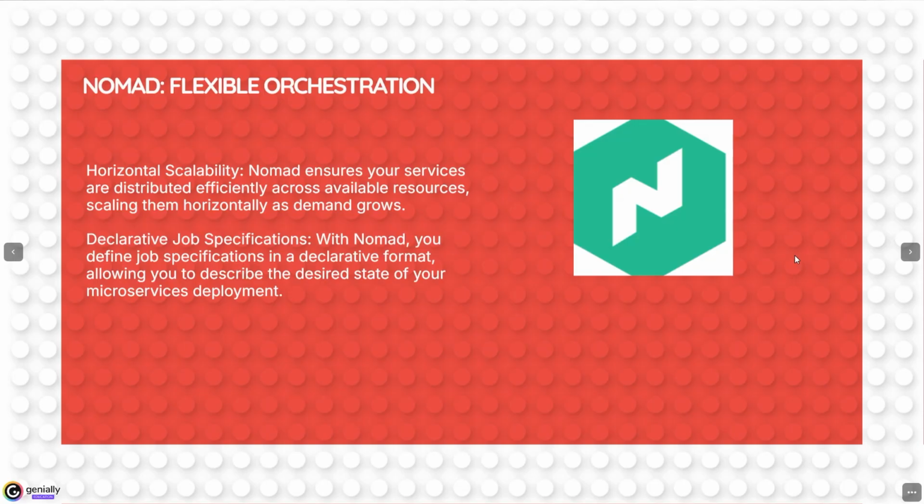Next one is horizontal scalability. Nomad ensures your services are distributed efficiently across available resources, scaling them horizontally as demand grows. Next one is declarative job specifications. With Nomad, you define job specifications in a declarative format, allowing you to describe the desired state of your microservices deployment.